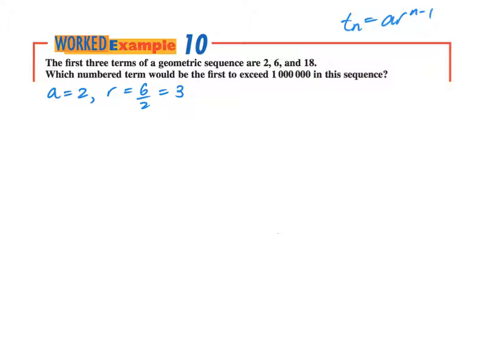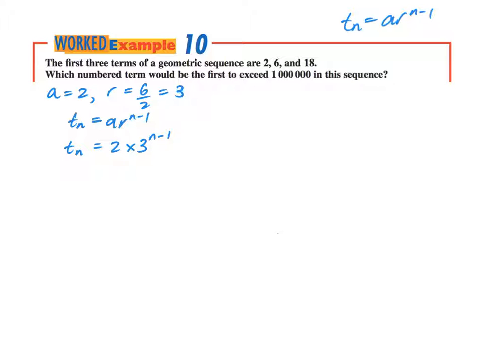So if we use our rule above, it's Tn. We don't know n, we do know a. So from here, Tn equals 2 times 3^(n-1). Okay, so at this stage, we're going to substitute Tn for 1 million, and then we're going to try to work out what an n value is that corresponds with 1 million.